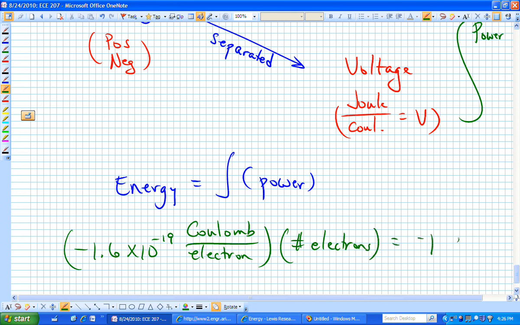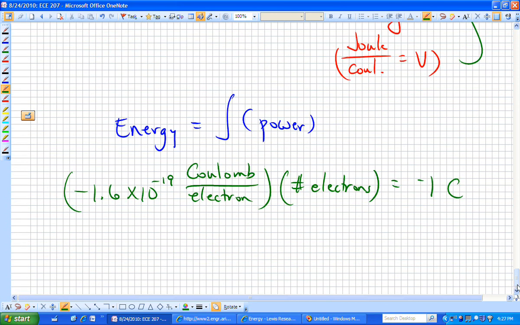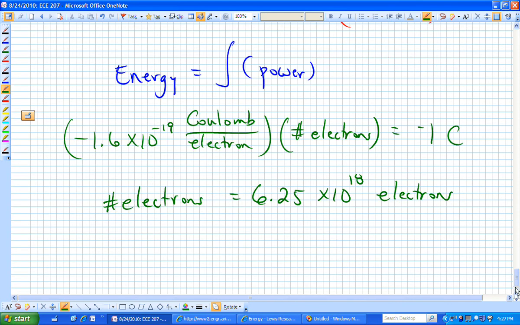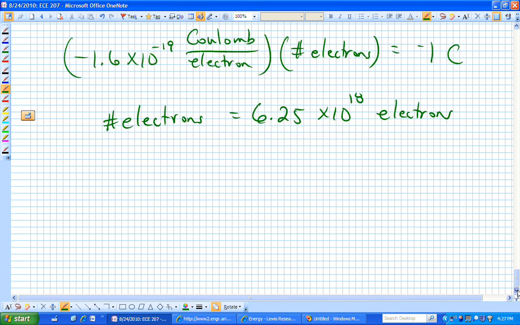And if we wanted to see how many electrons it would take to actually contribute or create a charge of 1 coulomb, if we're dealing with electrons, that will be minus 1 coulomb. We can just do the math, and the number of electrons is 6.25 times 10 to the 18th. So 1 coulomb is a large amount of charge, is the idea or the notion.